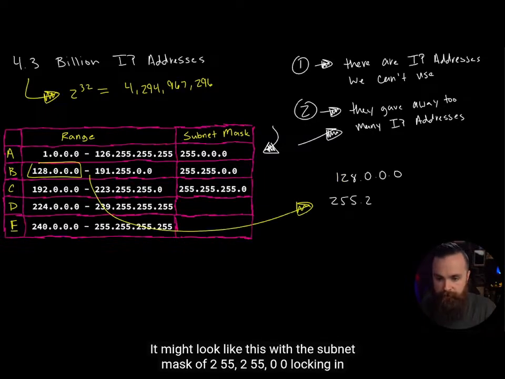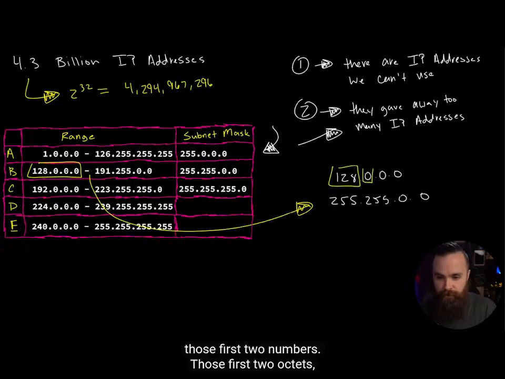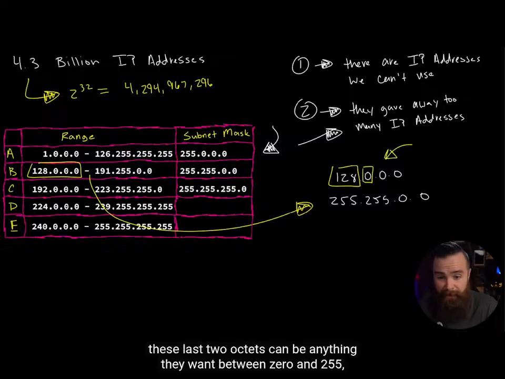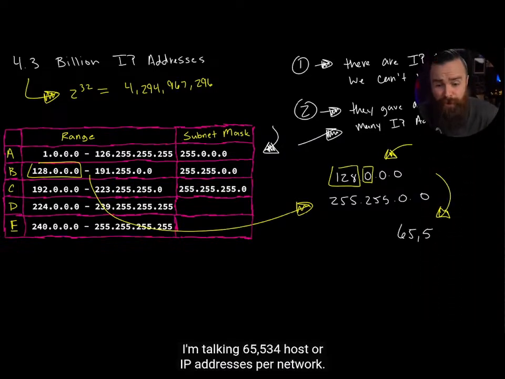this with a subnet mask of 255.255.0.0. Locking in those first two numbers, those first two octets, those will always stay the same. But then these last two numbers, these last two octets can be anything they want between 0 and 255. I'm talking 65,534 hosts or IP addresses per network.